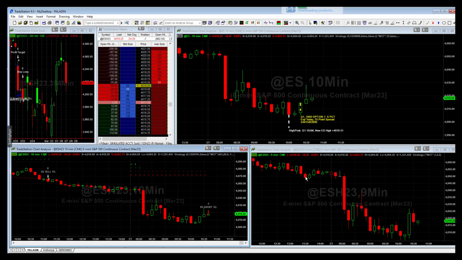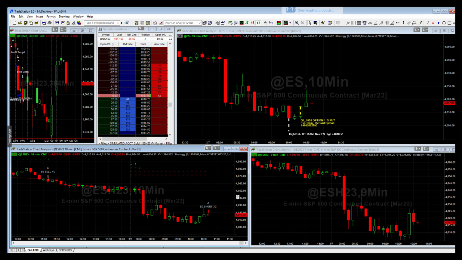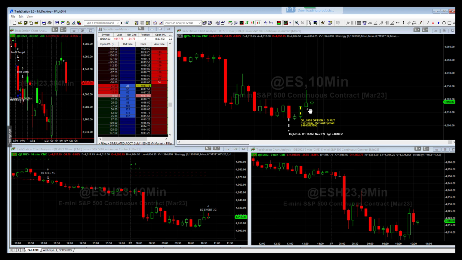So we just got into a short trade on the futures side. That's this guy right over here. We also are already in an option spread. That's from over here on this chart. And so this trade is seen on Paladin, and it's a spread trade.